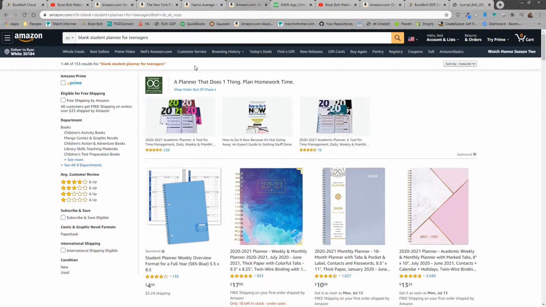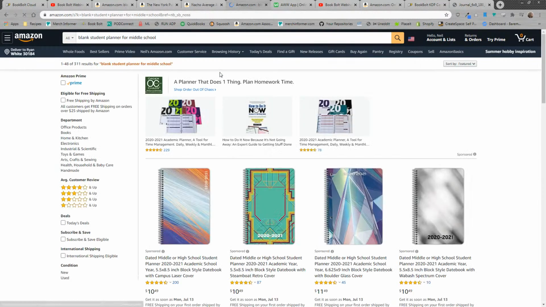So basically what I'm trying to get at, guys, is that when you are creating these low content books, start with the big niche. Student planner was the big niche that had thousands of results. We added blank, still had thousands of results, but we niched it down. So a blank student planner for who? For teenagers, for high schoolers, you could put in middle school here. Let's see, blank student planner for middle school. 311 results.